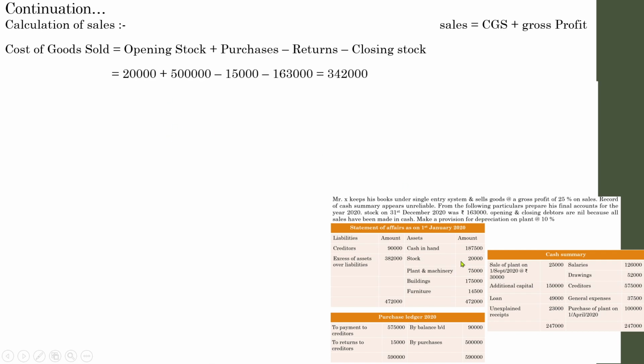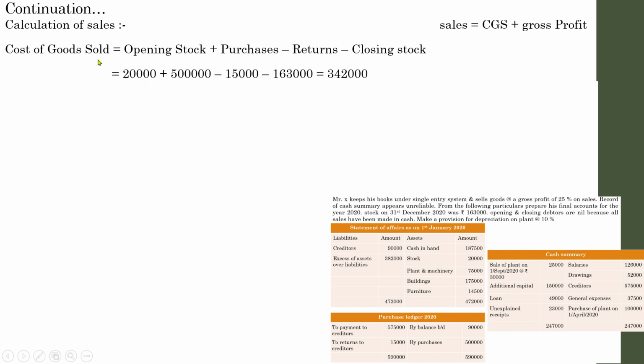Opening stock 20,000, purchases 5 lakhs minus returns. Remember, always adjust returns with purchases. If there is purchase returns, adjust with purchase. If there is sales return, adjust with sales. Remember to do that. Here there is a return to creditors 15,000, so adjust it. Minus closing stock, given in the question, 1,63,000, so you will get 3,42,000 as the cost of goods sold during the year.